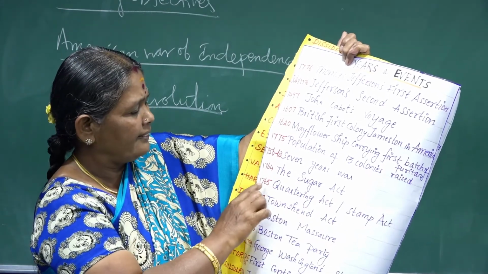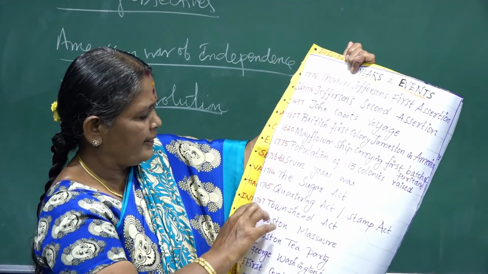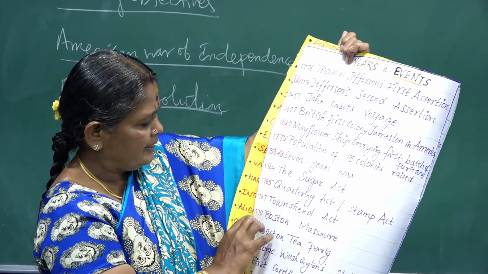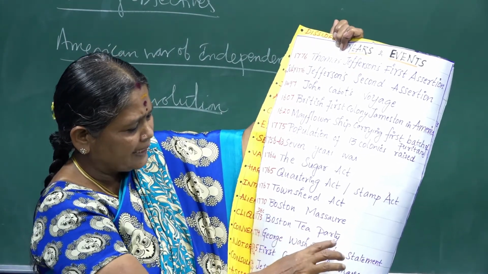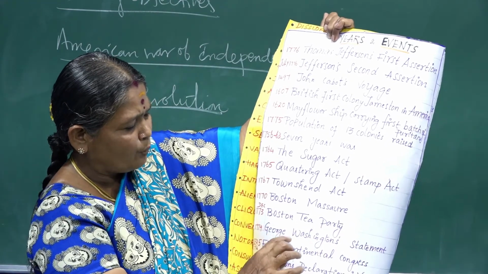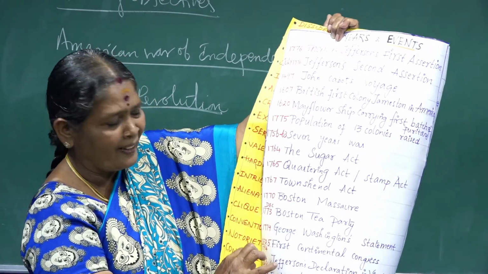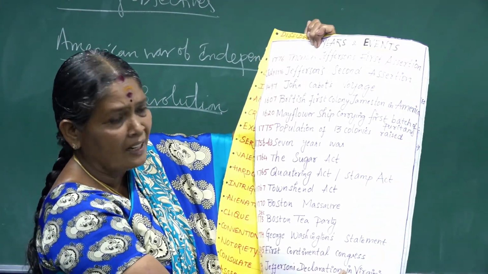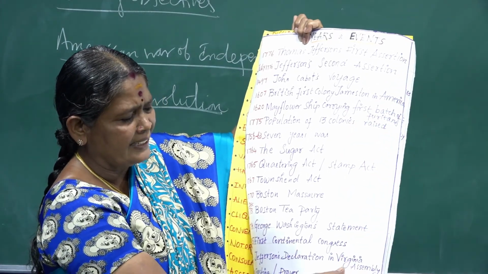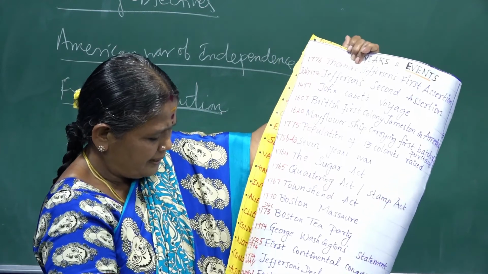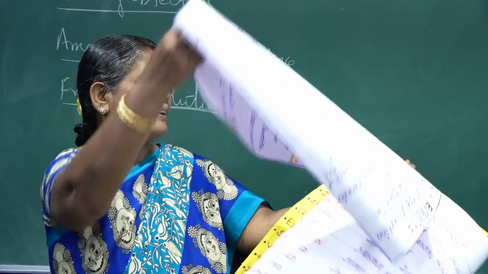1764, Sugar Act. 1765, Quartering Act and Stamp Act. 1767, Townshend Act. 1770, Boston Massacre. 1773, Boston Tea Party. 1774, George Washington's statement. September 5, 1774, First Continental Congress. Then 1774, Jefferson's declaration in the Virginia Assembly. Then June 1, 1774, fasting and prayer.